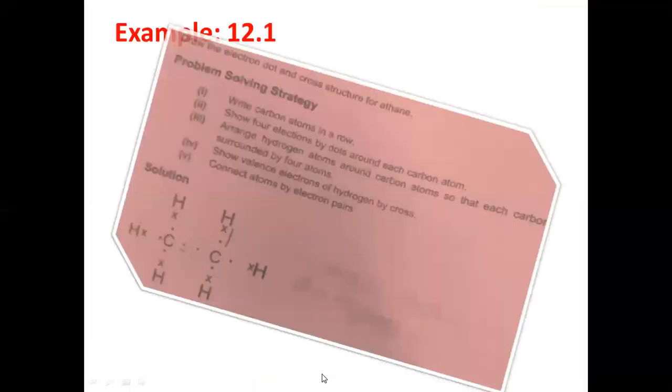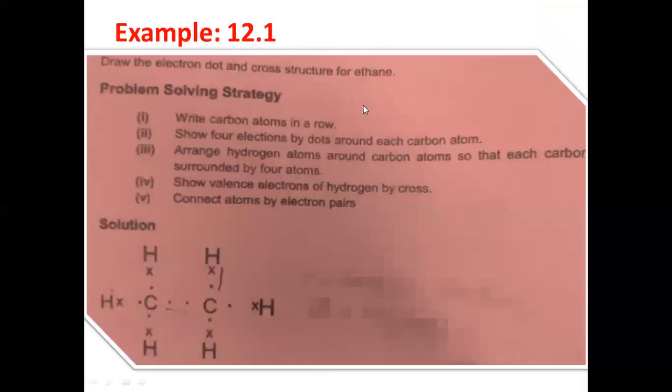Example 12.1, draw the electron dot and cross structure for ethane. Ethane has 2 carbon atoms, and the electrons of carbon, I told you, we will mention by dots, and the electrons of hydrogen we will mention by crosses. So you can see 1, 2, 3, 4 electrons of this carbon atom, 1, 2, 3, 4 electrons of this carbon atom, and they are making 3 bonds with 3 hydrogen atoms because 1 bond is between the 2 carbon atoms. So this is the electron dot and cross structure of ethane.